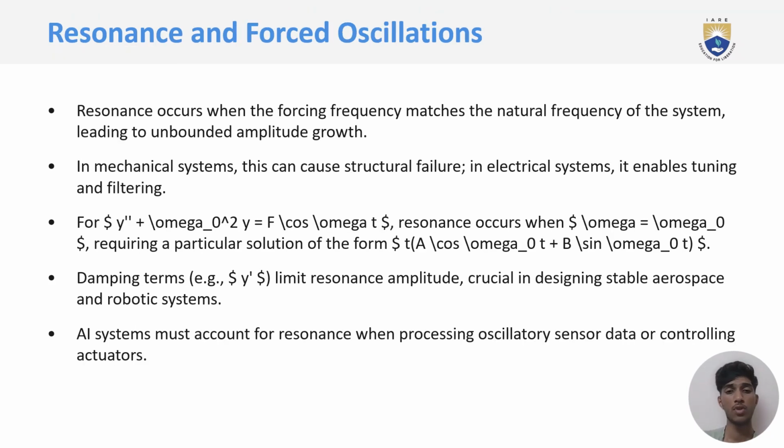Resonance and forced oscillations. Resonance occurs when the forcing frequency equals the natural frequency of the system. In such cases, the amplitude of oscillations may increase dramatically. This can cause serious problems in engineering systems, such as structural failure in bridges or mechanical systems. To prevent this, engineers include damping mechanisms that reduce oscillations. Understanding resonance is important in mechanical design, electronics, and aerospace engineering.